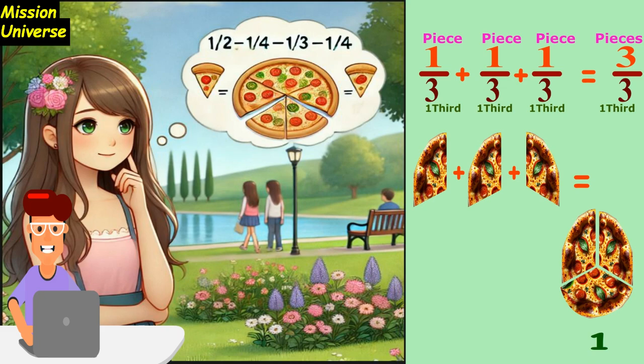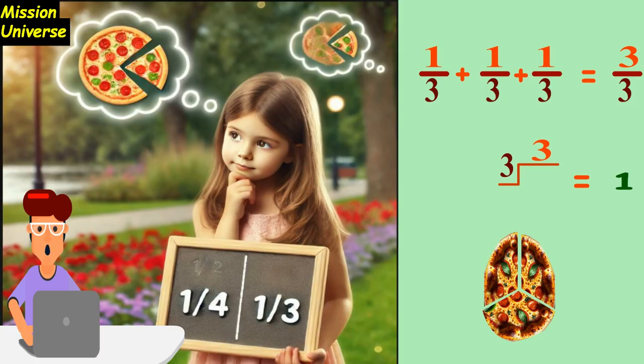1/3 plus 1/3 plus 1/3 is equal to 3/3. 1 piece of 1/3 pizza plus 1 piece of 1/3 pizza plus 1 piece of 1/3 pizza is equal to 3 pieces of 1/3 pizza. And if you add them, you can see it will become 1 full unit of pizza. 1/3 plus 1/3 plus 1/3 is equal to 3/3, and if you divide, it will be divided 1 time and the answer will be 1. So if you add three 1/3 pieces of pizza, you will get 1 full pizza.